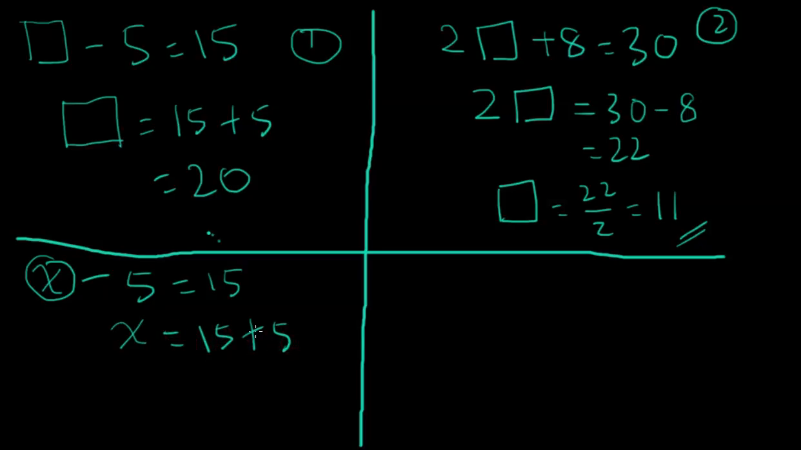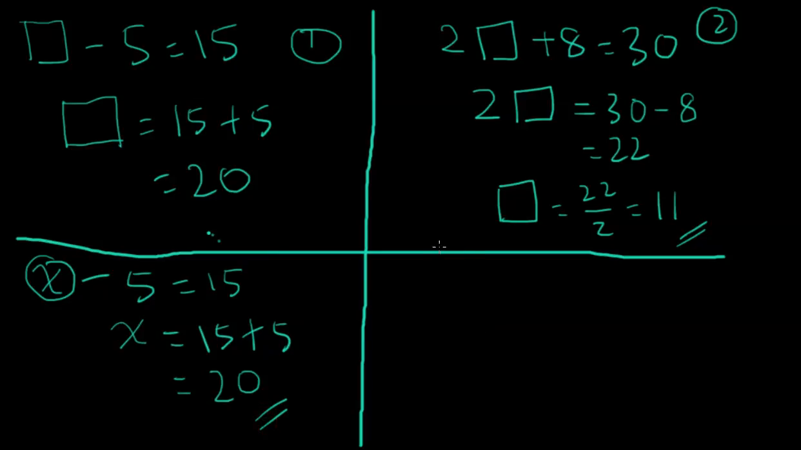Now why is it plus 5? Because we moved negative 5 over an equal sign, right? So when it moves over an equal sign, the sign of 5 changes from negative to positive 5. So now 15 plus 5, that is just 20, which is exactly the same as this first example here. Okay, so x is equals to 20 here.